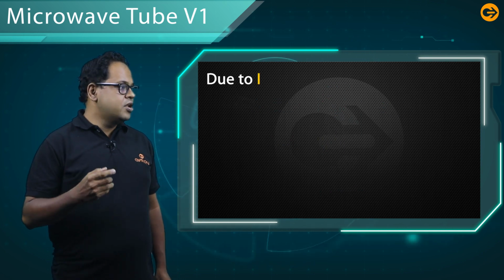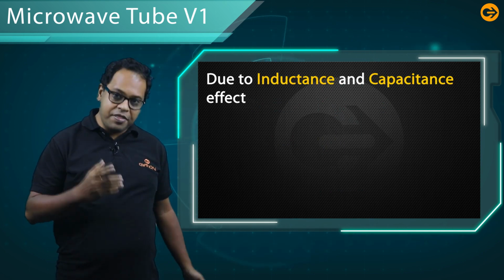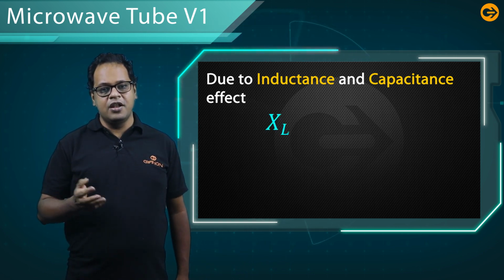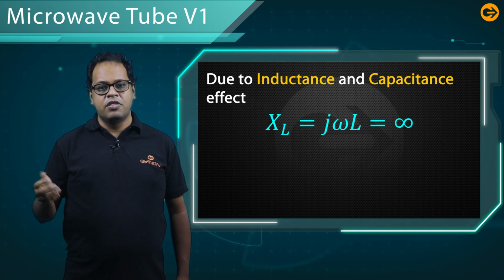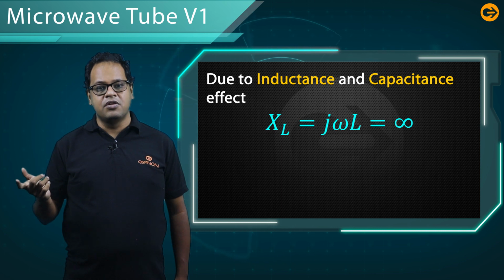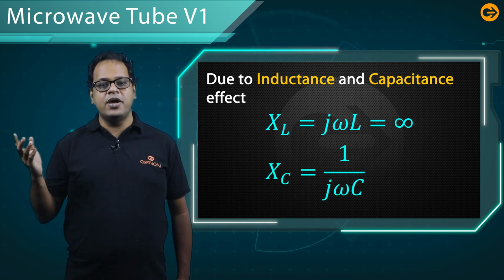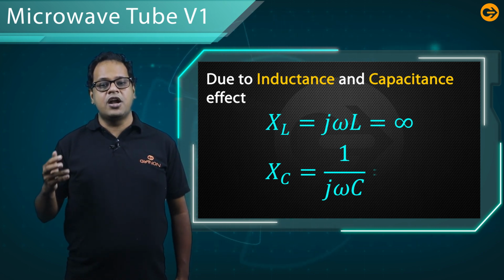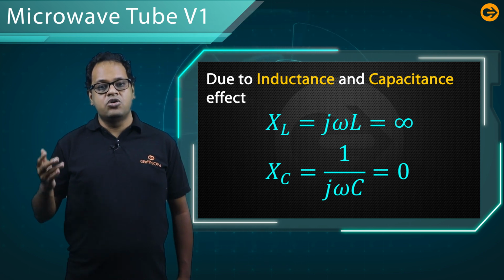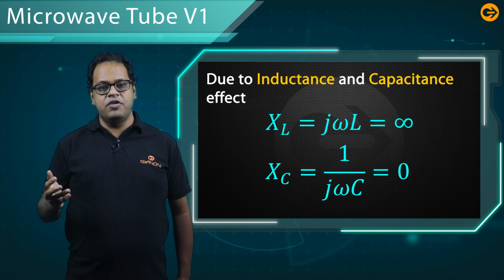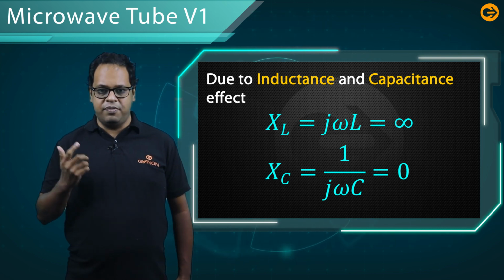Number one reason, due to the inductance and the capacitance effect. What you are already aware of, that XL equals j omega L. So at high frequency, it may act as an infinite resistance, which is not possible in practice. And Xc is equal to 1 by j omega C. So at high frequency, this Xc will converge to 0. That means total short circuit. So the traditional tube is rejected for this point.